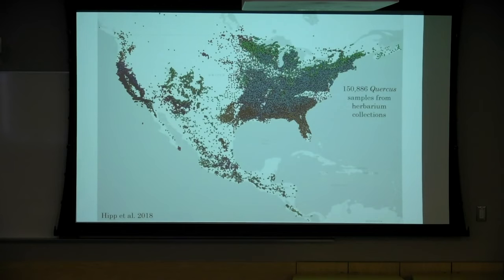We also had a lot of data available for this genus. So what you're looking at here is some of our geographic data. This is about 150,000 samples that we used to get range and habitat data across the United States, obviously.